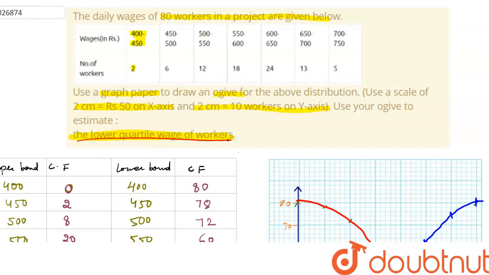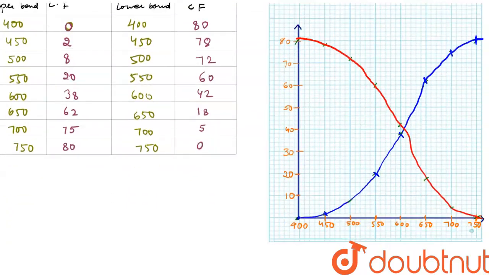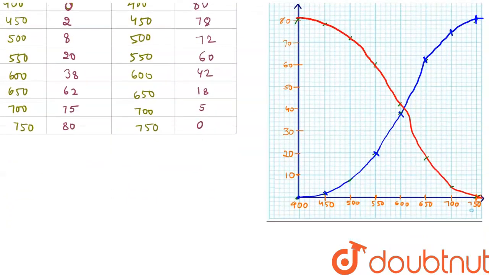How do we find the lower quartile wage? It means that the cumulative frequency can be divided into 4 parts. So we take 80 divided by 4, which gives us 20. Quartile means 4 parts, which is 20.